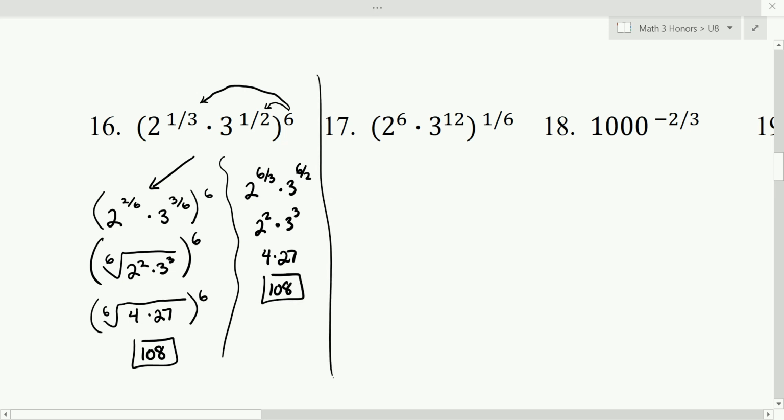Way on the right's easier. I didn't mind doing the way on the left because sometimes that will be the easier route. And so knowing both ways is going to be helpful.